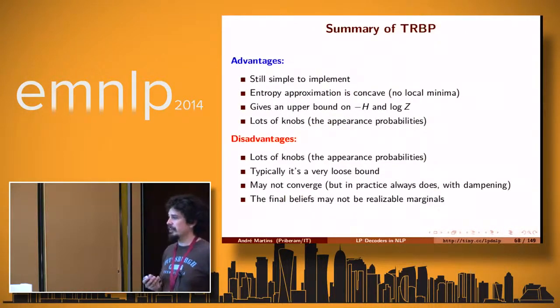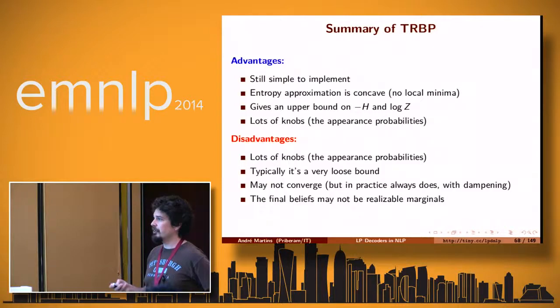So here are some advantages and disadvantages. So this is still simple to implement, as we have just seen. Now the entropy approximation is concave, so this algorithm doesn't have local minima. Also, it gives an upper bound on the negative entropy and on the log of the partition function. So we can use this to build upper bounds.